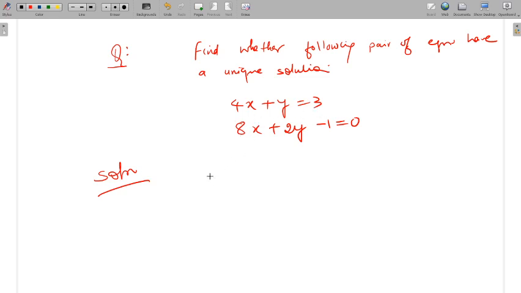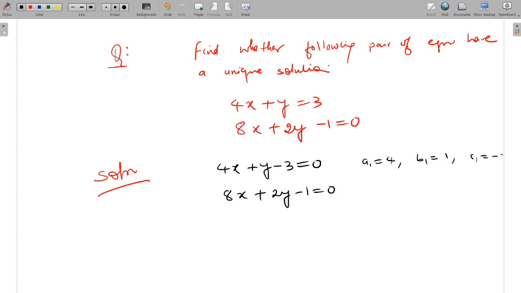So first write this equation in this form: 4x plus y minus 3 is equal to 0 and here 8x plus 2y minus 1 is equal to 0. So here a1 is 4, b1 is 1 and c1 is minus 3. Here a2 is 8, b2 is 2 and c2 is minus 1.